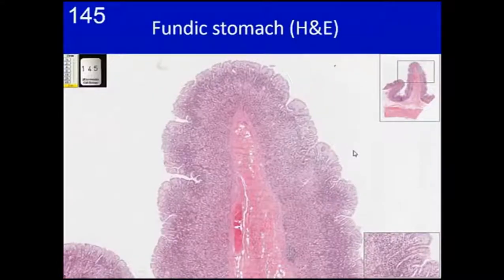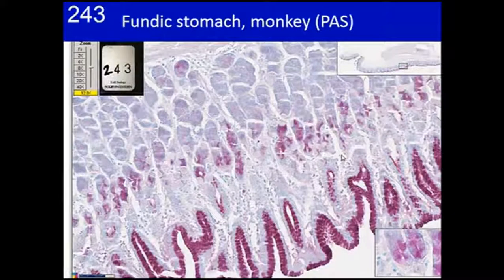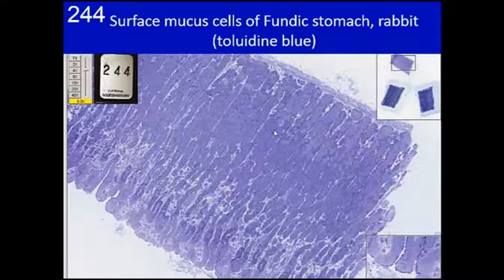You can see details. Here's a piece of stomach with toluidine blue. You can see mitochondria and things, but here with the PAS stain, you can see surface mucus cells, mucus neck cells, so you can identify cells which are rich in carbohydrates. This is toluidine blue. You can see what we saw with the PAS stain is droplets that we see there, which is the surface mucus cells.